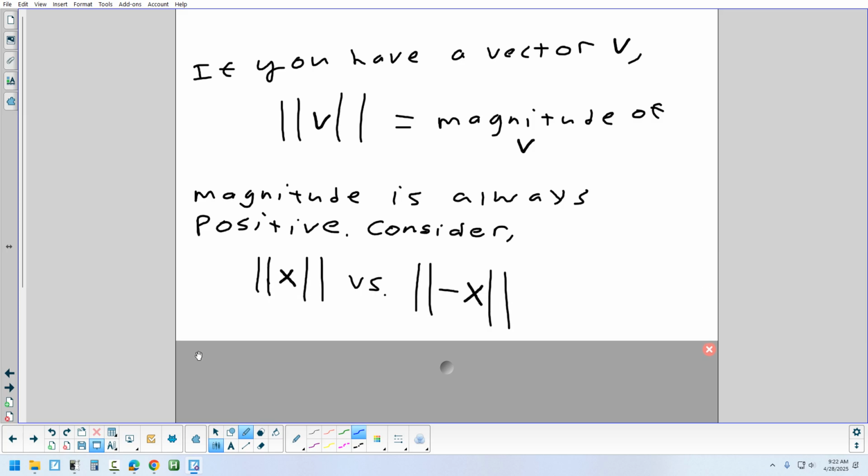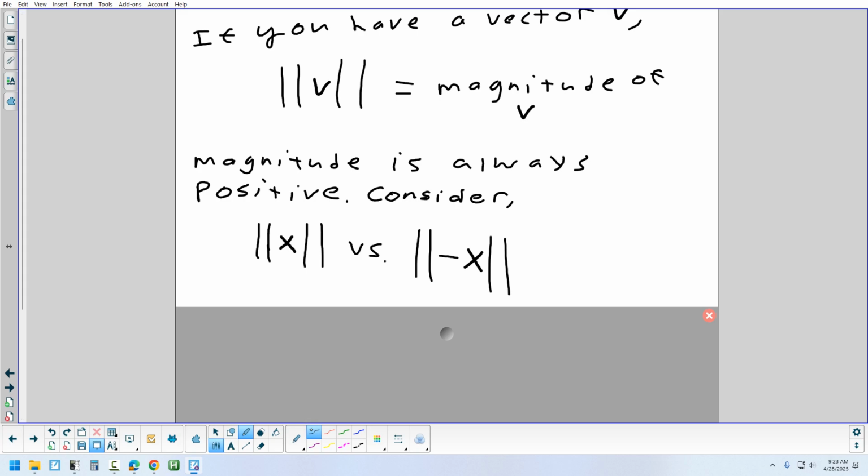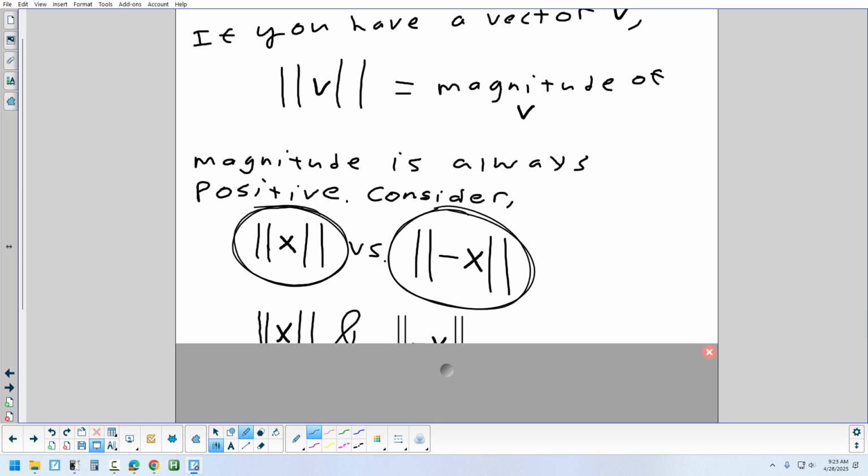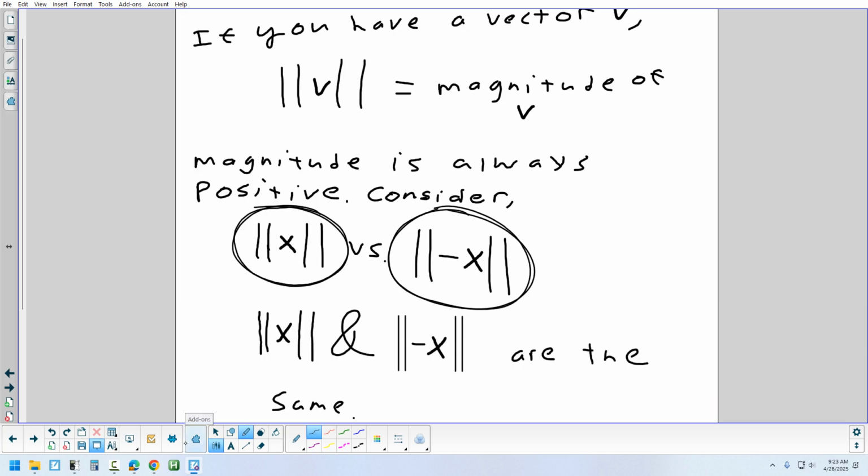So knowing that, what would be the difference between the answer to that and the answer to that? Nothing. There is no difference. Sometimes people say, well, one's negative and one's positive. Nope. The final answer to that is a positive number, and the final answer to that is a positive number. Okay? It's asking for the magnitude. So they are exactly the same thing. The vector that you're taking the magnitude of is different, but the actual magnitude is the same.